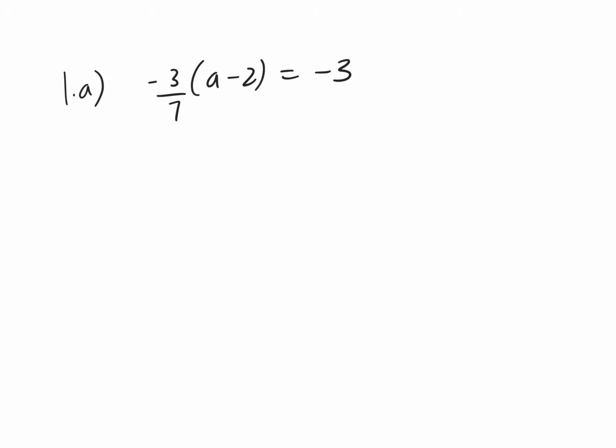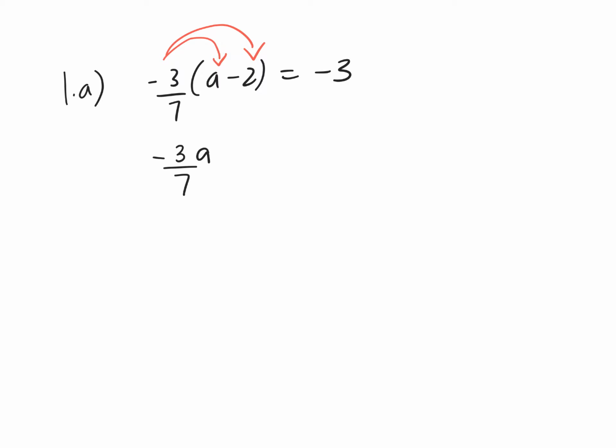We have a term in front of a bracket, which means you have to distribute it over everything inside the bracket. So what is negative 3 over 7 times A? Negative 3 over 7A. We're good with that so far?